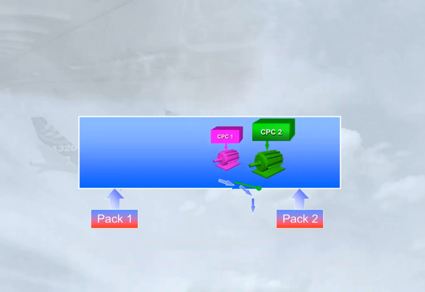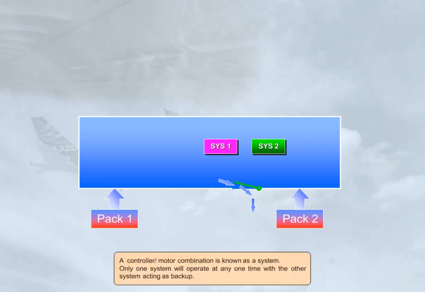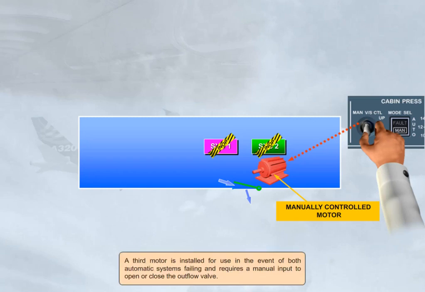A controller-motor combination is known as a system. Only one system will operate at any one time, with the other system acting as backup. A third motor is installed for use in the event of both automatic systems failing and requires a manual input to open or close the outflow valve.